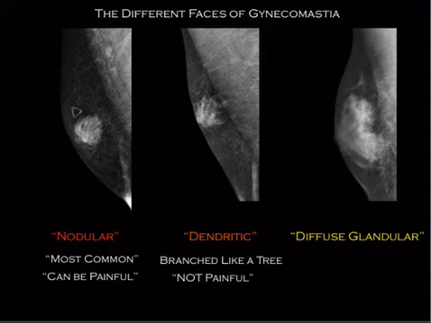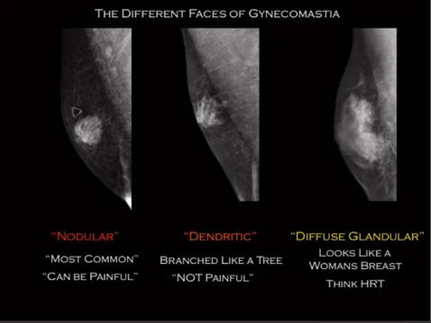Lastly, we've got a diffuse glandular subtype, and this almost looks like a woman's breast. And the thing to know about this is that this is the kind of gynecomastia that you get if you're receiving estrogen therapy.